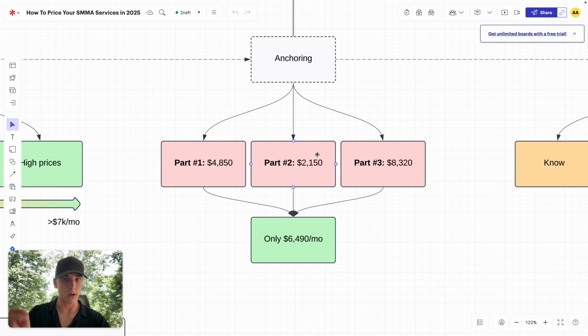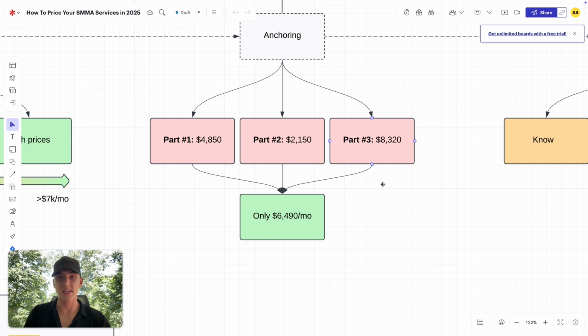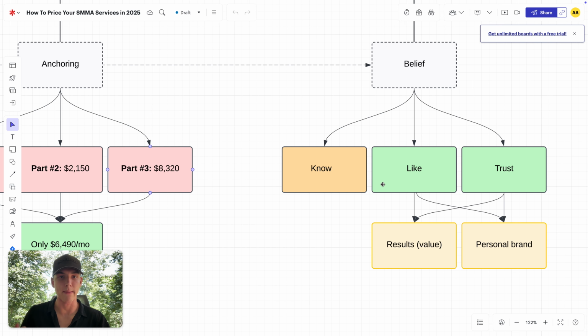Part 2 could be the content, so you producing the graphics, the videos, everything that's used in the content, while part 3 could, for example, be the reporting or creative strategy. Just different elements that you already include in your service. Break them down, give each of them a price, then present that as your offer. But lastly, say that if we bundle everything together, you will only pay 6.5K a month, because then they have this huge anchor in their mind. Let's say 15K and you say only 6.5, and it sounds like the deal of a lifetime.